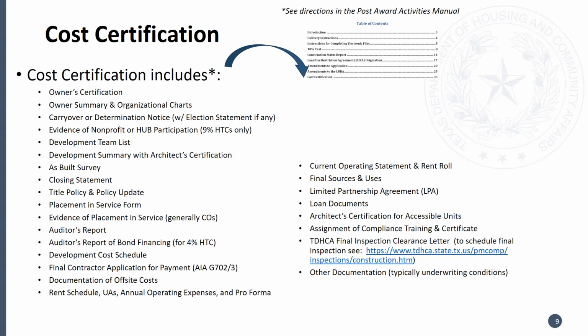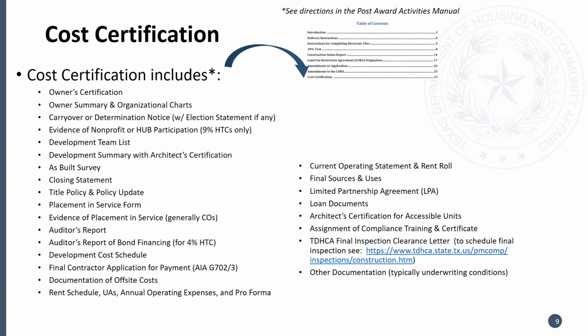The auditor's report, so the next bullet point, auditor's report on bond financing and the development cost schedule, those are the CPA exhibits. So the auditor report identifying how much the eligible basis was, the total cost amount, the report on bond financing just indicating that at least 50% of the aggregate basis was financed with tax-exempt bonds, and then the development cost schedule provides a summary of all of the costs for the deal.